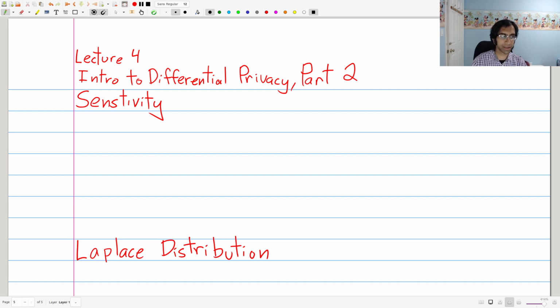I'll comment that the presentation in today's lecture is based heavily off of section 3.3 of Dwork-Roth, so I recommend that as a good reference, as well as some of the coverage in the early chapters of Vadhan's survey.